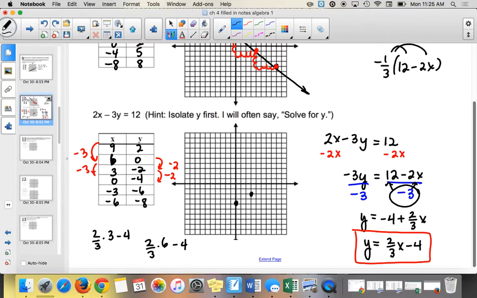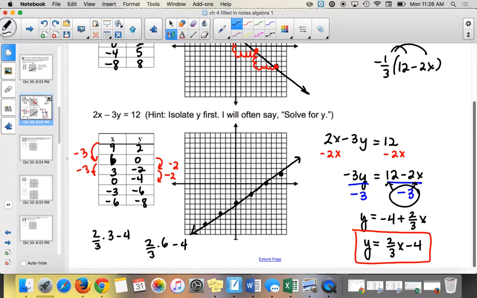Okay, so we have 9, 2. There's 10 spaces, if that helps. So 9, 2 is right there. 6, 0, 3, 4, 5, 6. 3, negative 2, which we already had. 0, negative 4. Negative 3, negative 6. And negative 6, negative 8. And then we can graph our line in. Okay, we good with lines? You guys can do that on your homework? Okay, so let's do some other ones.